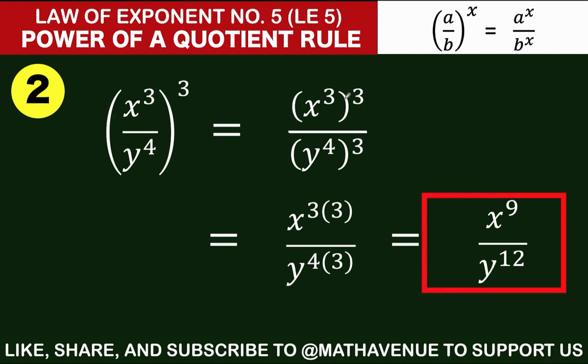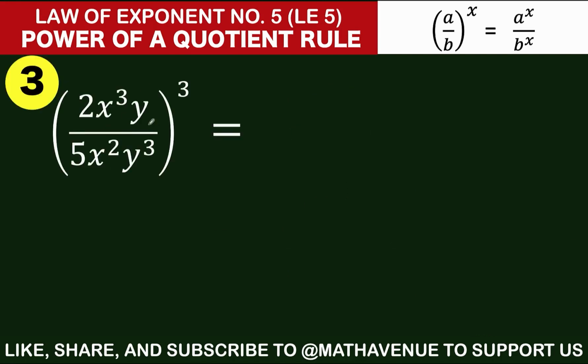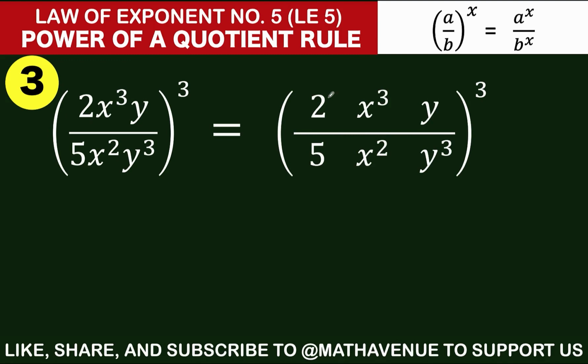So two laws of exponents are applied here. Next problem. When you have this problem, 2x to the third y over 5x squared y to the third, all raised to the third, there could be two ways for you to do this. One is to apply immediately law of exponent number 5, but that is a longer method. The easier method is to simplify first the fraction by applying law of exponent number 2. It looks like this. Group together those factors that are constants and those with the same variables. Then simplify the expression inside this parenthesis, applying law of exponent number 2. So this looks like this.